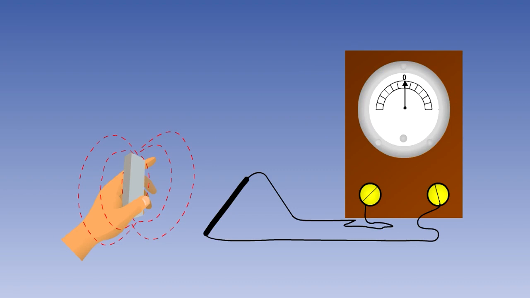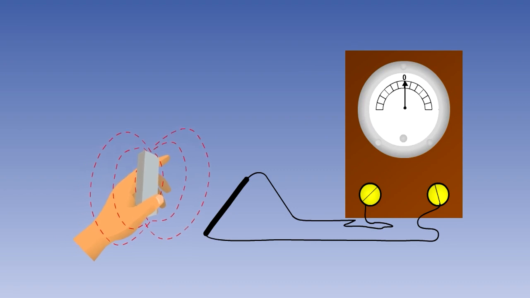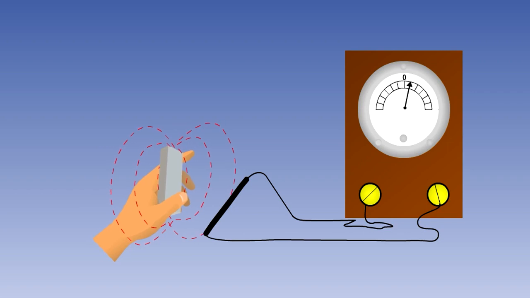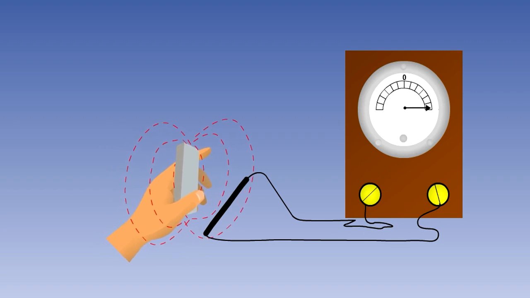You will recall that by moving a conductor relative to a magnetic field, or vice versa, a voltage is induced in the conductor. You will also recall that the voltage is only induced when the conductor is cutting through the lines of magnetic flux.